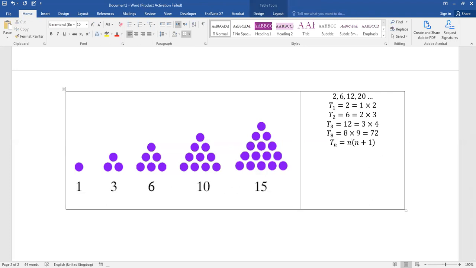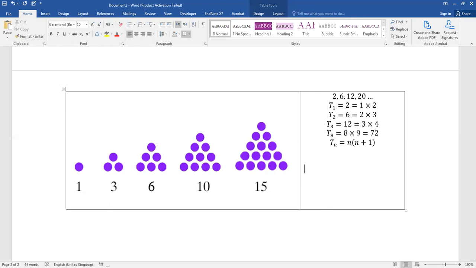Now, if I tell you to make a sequence for this one, initially it looks a bit tricky, but trust me, it's an easy one. Try to link it with the one that we have just done, which is a very basic quadratic sequence: 2, 6, 12, and 20. Observe now, 2 divided by 2 gives 1. 6 divided by 2 gives 3. 12 divided by 2 gives 6. 20 divided by 2 gives 10.